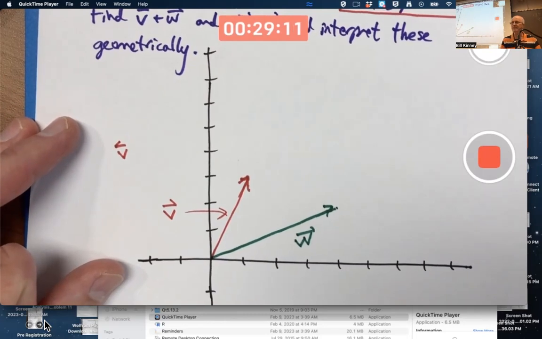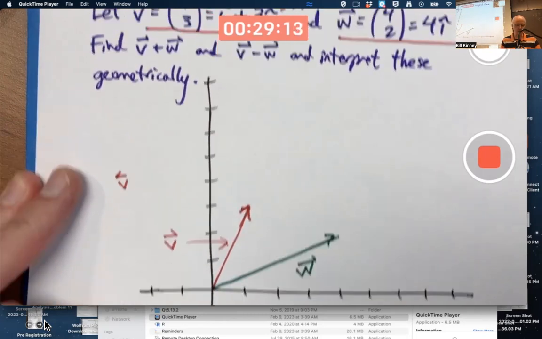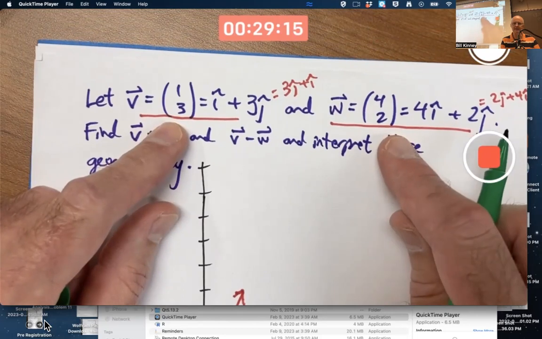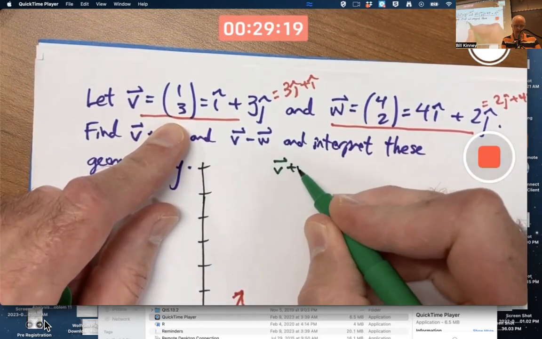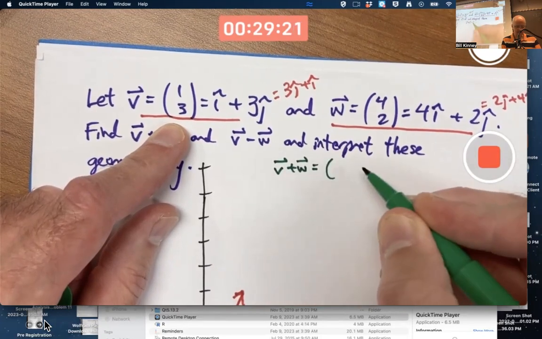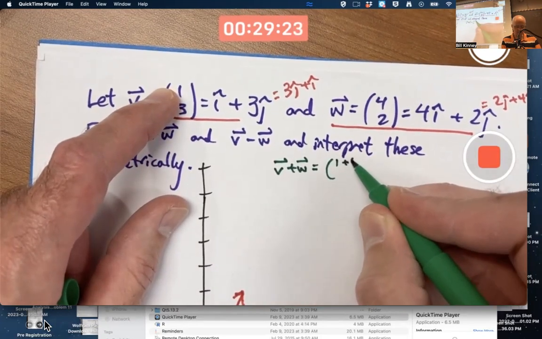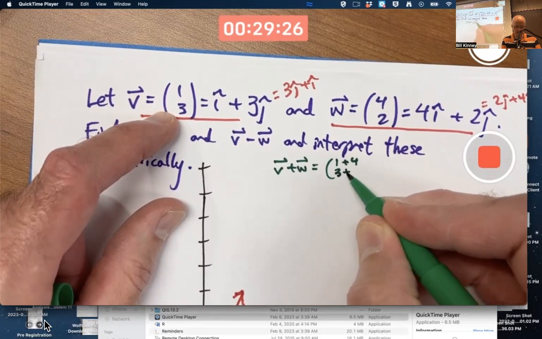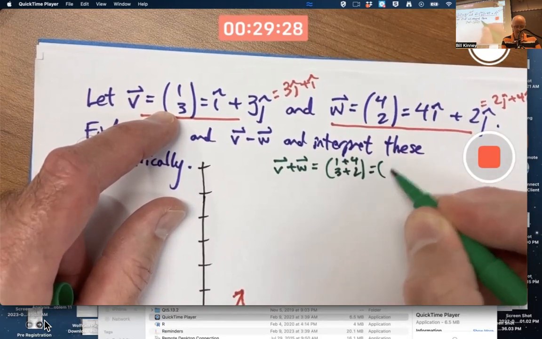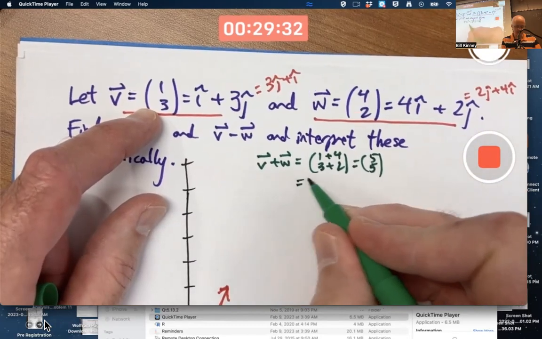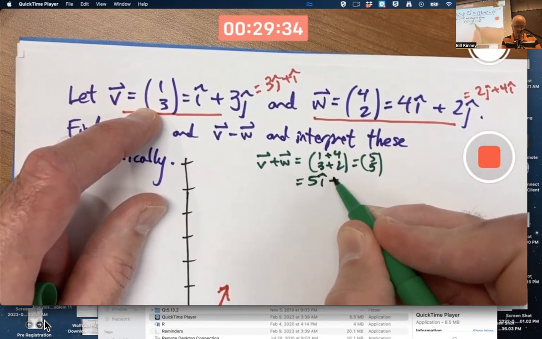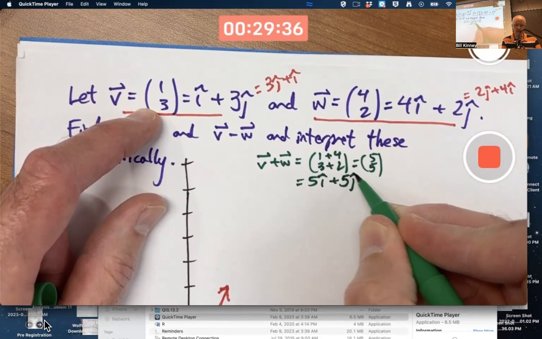To find the components of v plus w, it's very simple. You just add component-wise. v plus w is going to have first component 1 plus 4 and second component 3 plus 2. 5, 5 are the components of v plus w. In i hat, j hat notation, that's 5i hat plus 5j hat.